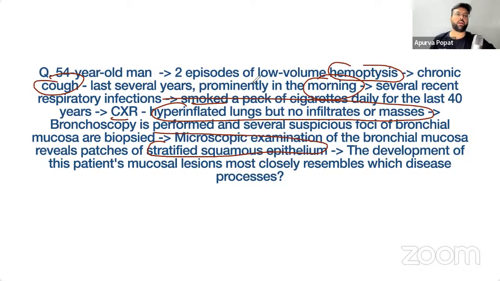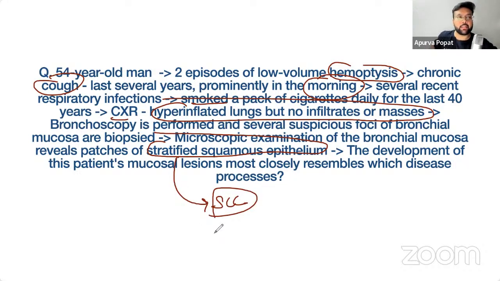Okay, this patient is having hemoptysis, hyperinflated lung. He was a smoker. That means he had COPD already, and now this patient is having hemoptysis. That means you planned a biopsy and you see a lot of stratified squamous epithelium everywhere. What's happening? I know this is weird, but what kind of cancer can this patient develop in future? Squamous cell carcinoma.